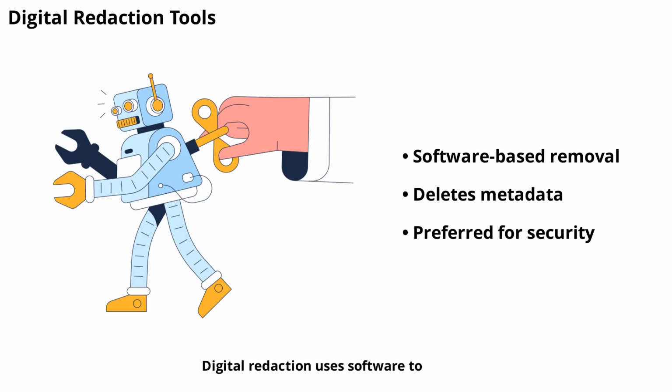Digital redaction uses software to remove sensitive information from electronic documents. These tools can black out text, delete metadata, and ensure that the redacted content cannot be recovered.